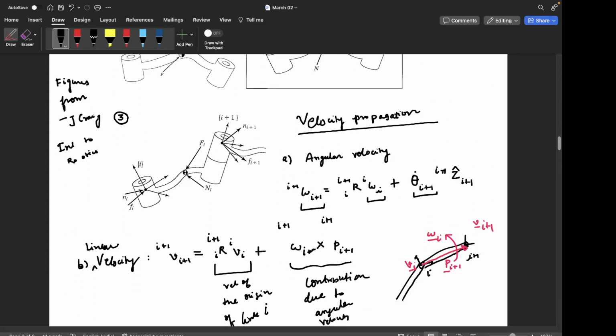Yeah, so that's what I said. This is the angular velocity of the i plus 1th link. It is the sum of the angular velocity of the ith link and the joint velocity of the i plus 1th joint.